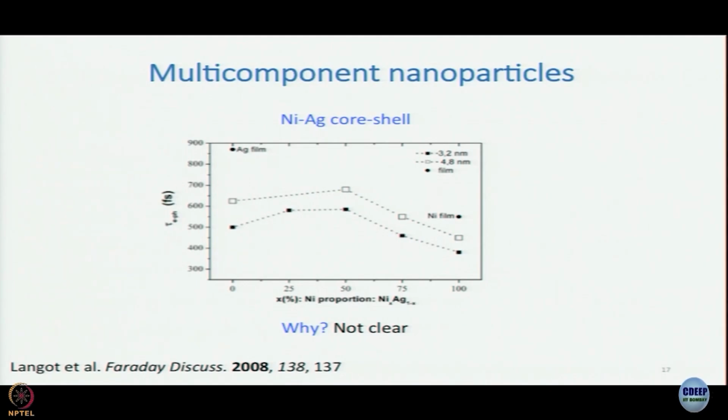Interestingly, it was reported that for nickel silver core shell nanoparticles, you do not get what you got earlier for gold platinum. You do not get a linear variation either. What you do get is what looks like it goes through a maximum. Why that happens? At least in 2008 it was not known. There have been more studies after that. I do not think this question is elucidated completely.